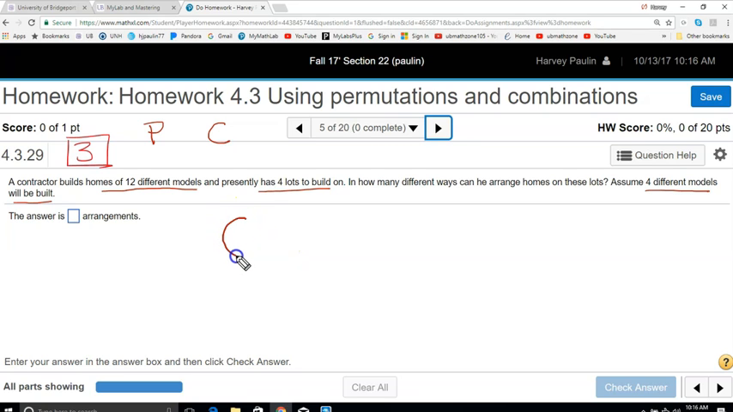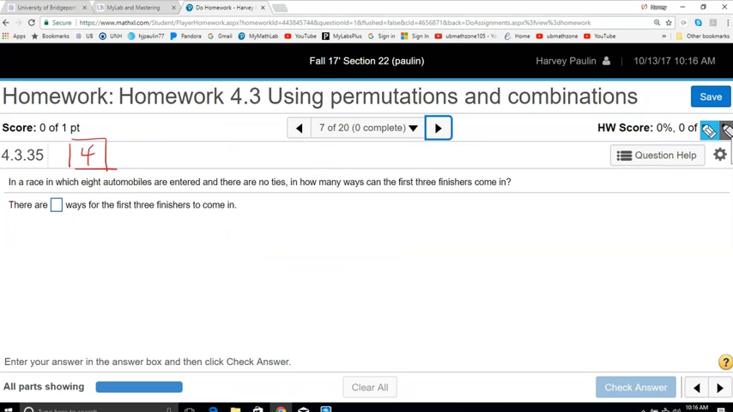Well, it would be combinations, and this is 12, and you are building on 4 lots. Now remember, because order is not important, we're using combinations. Let's see what you get for an answer. And again, you're putting this in your calculator to see if you get this value, which would indicate you know how to do it. 495 arrangements. Let's go on.